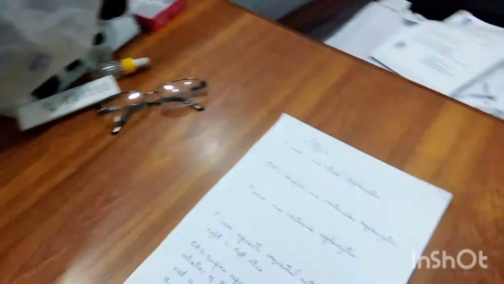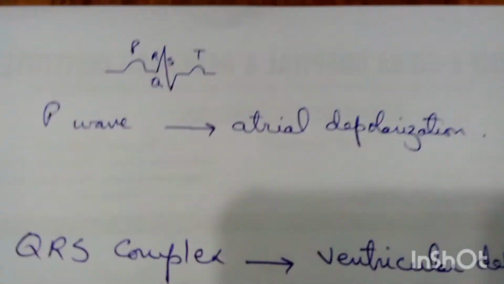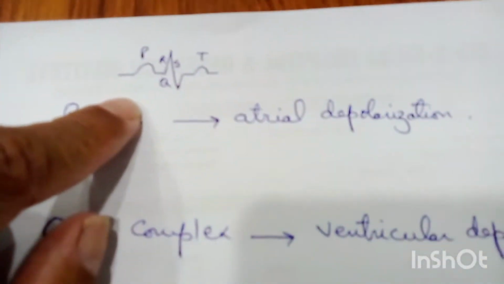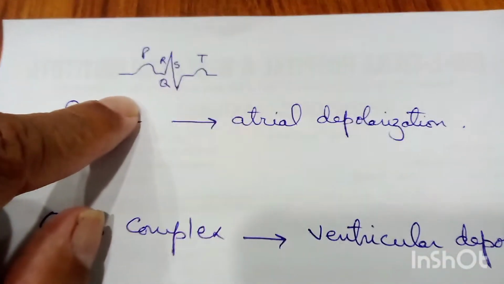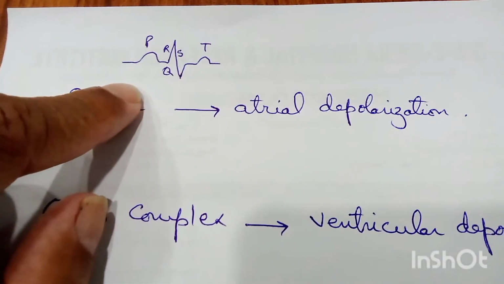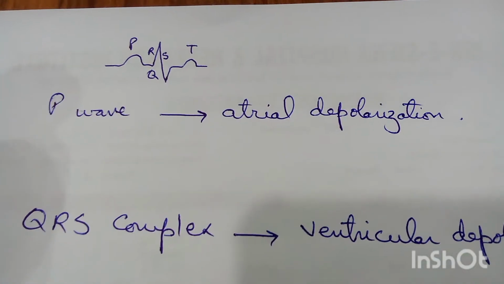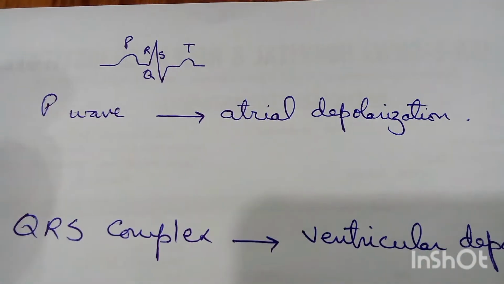Kindly give this camera to me so that I may focus on the written material. Students, here you can see this is graphical representation of ECG. What is ECG? ECG is recording of electrical activity of the heart on a graph paper.